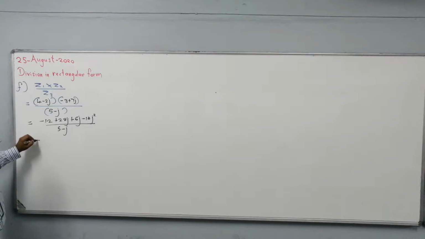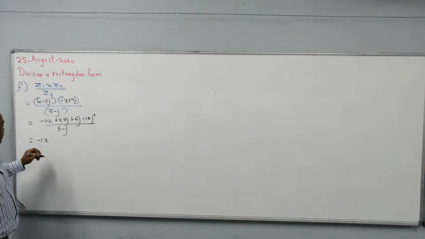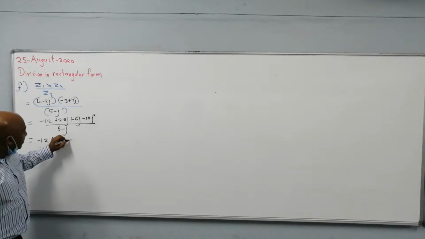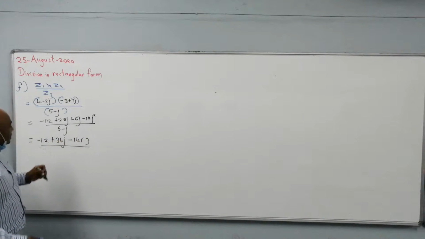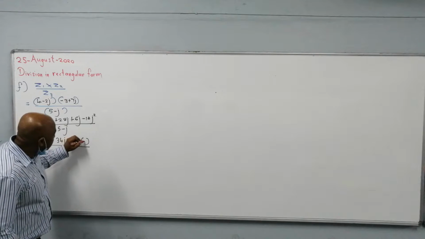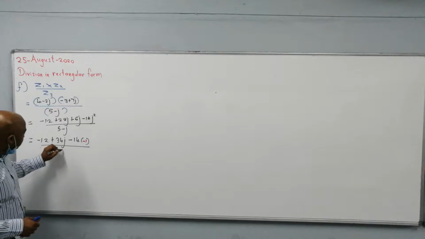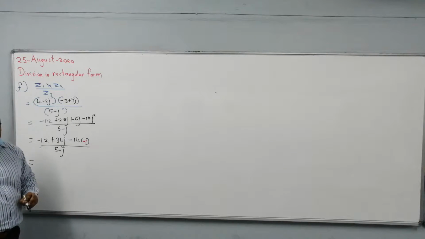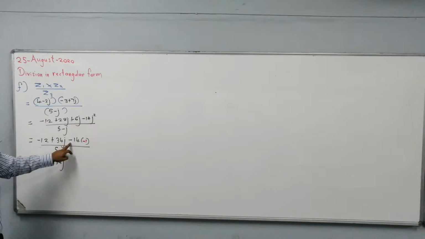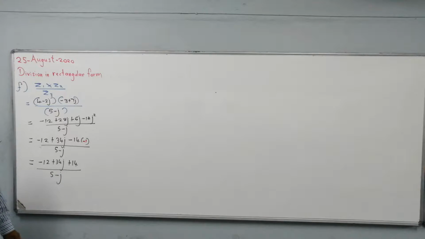So now we got minus 12, and then we got 28j plus 6j, there will be 34j. And then we have minus 14 multiplied by j squared. But remember, what is j squared? j squared is minus 1. And we're dividing by 5 minus j. So I can simplify further. So I have minus 12 plus 34j, and a negative times a negative is positive 14, divided by 5 minus j.